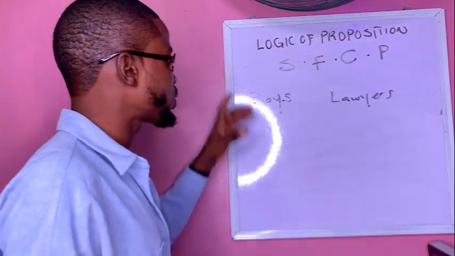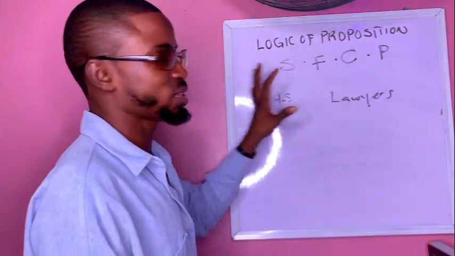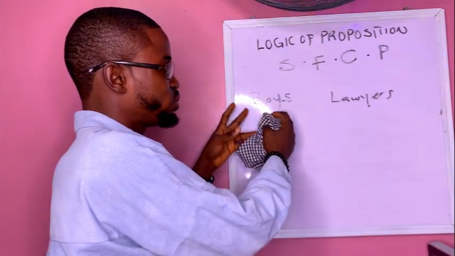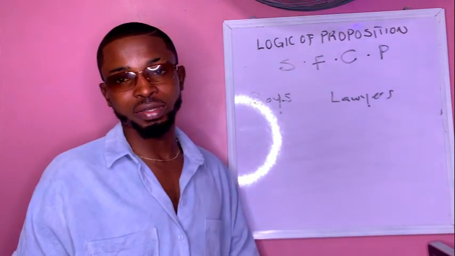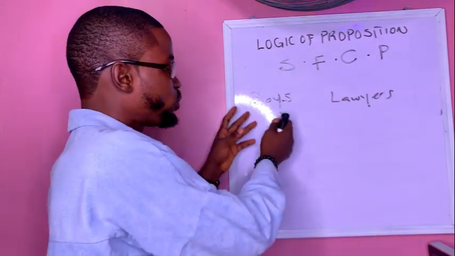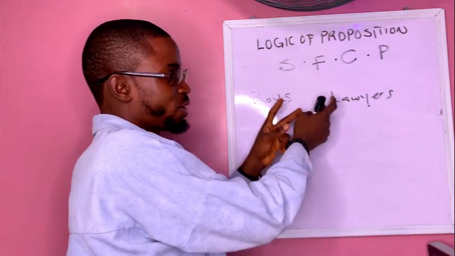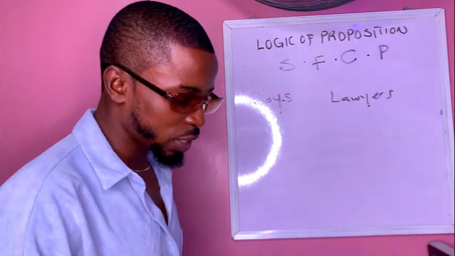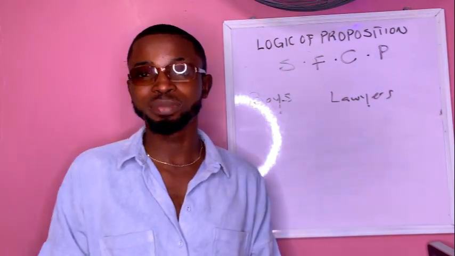Then we can also assert a kind of relationship that some boys are lawyers, that is some part of these people are part of these people. Then we can also talk about another relationship, that some boys are not lawyers, that is some part of this class are not part of this class. So the point I'm trying to make is that standard form categorical propositions assert different kinds of relationships between classes.